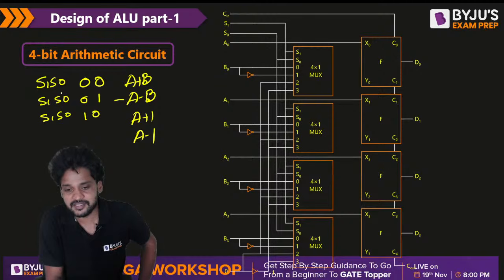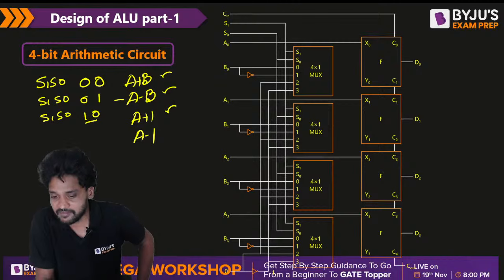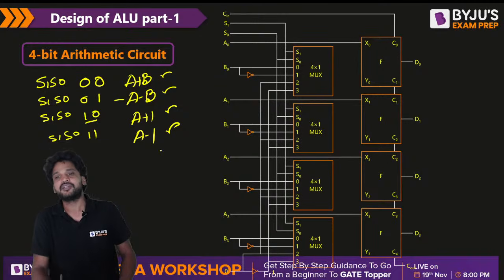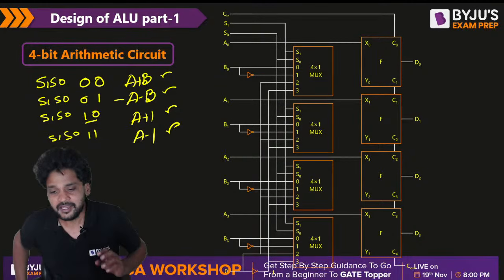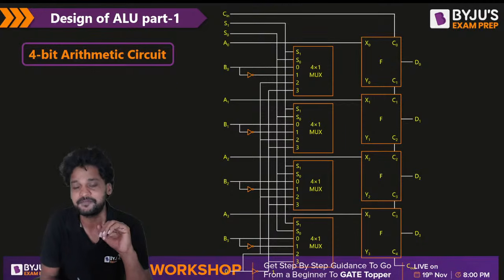Whenever S1, S0 are equal to 0, 0, this circuit is going to perform addition. Whenever it is equal to 0, 1, subtraction is going to get performed. Whenever it is equal to 1, 0, incrementing will get performed. Whenever S1 and S0 are equal to 1, 1, decrement operation is going to get performed. Clear? Now, hold on. We did not completely finish it.